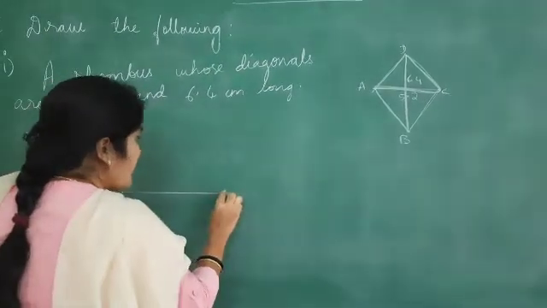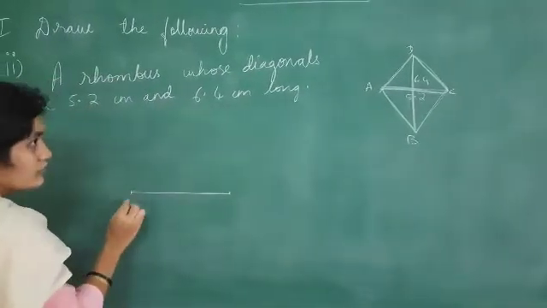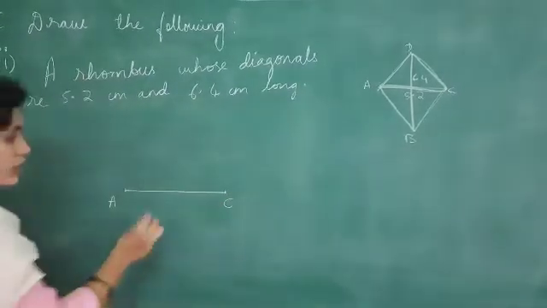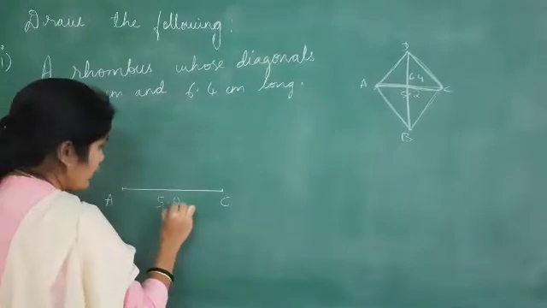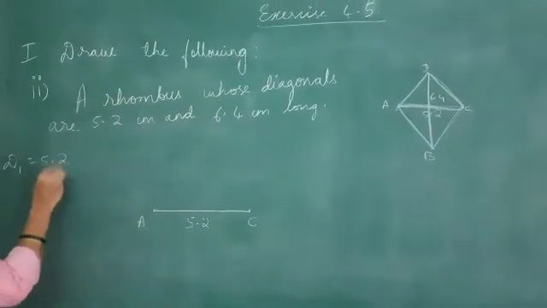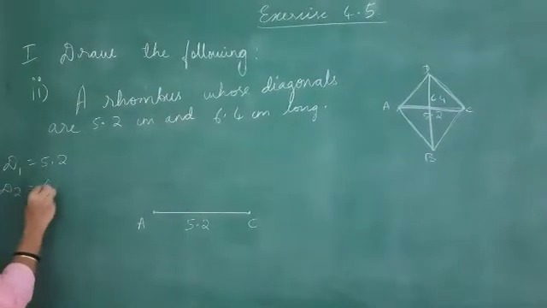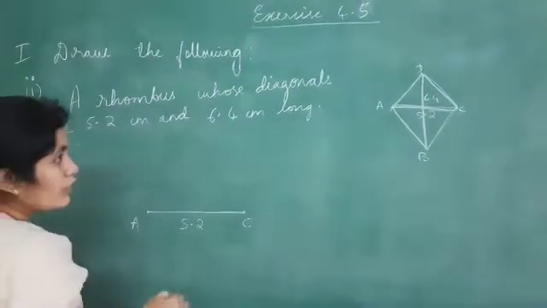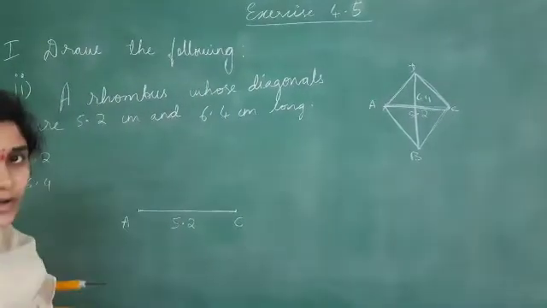This is our base AC. I have given the name AC, which is 5.2. Here it is given only diagonal 1 as 5.2 and diagonal 2 as 6.4. If you want, you can give any name. Here it is 5.2. Now, you may think how to draw 6.4.